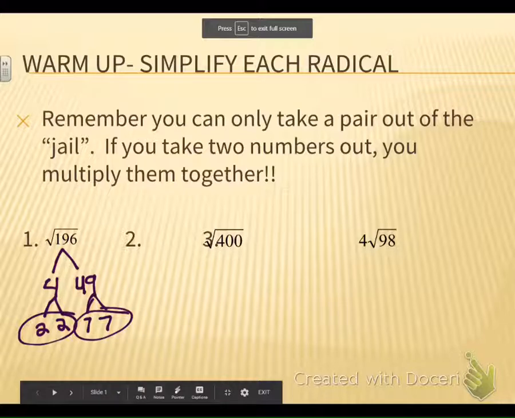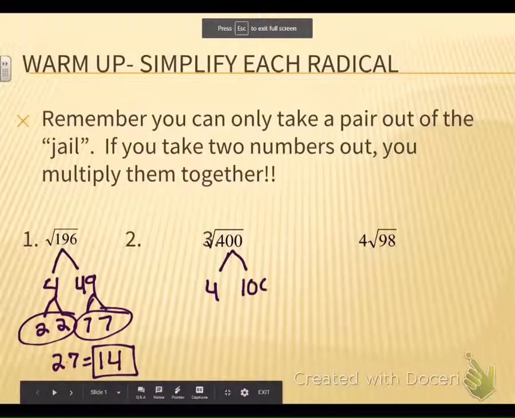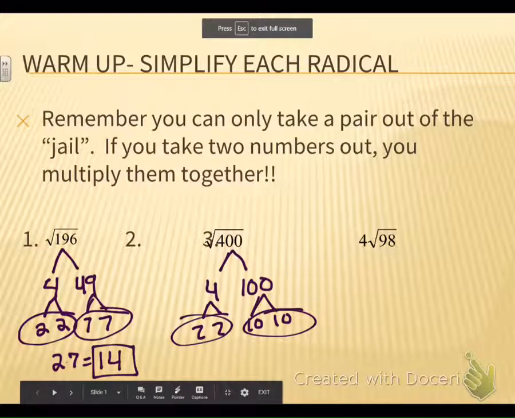So this means that's a perfect square. So 2 times 7 equals 14. Or you could have just taken the square root in your calculator and it would have become a perfect number. 400. Well, could do 4 and 100. And both of these are perfect squares, so the same thing just happened. Or, like I said, you could have just typed it in your calculator and you would have got 20.